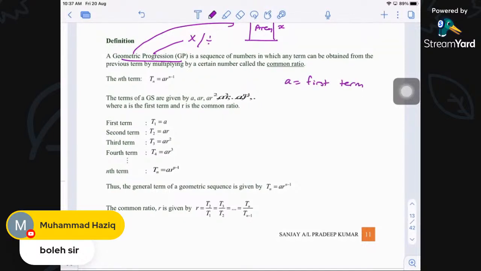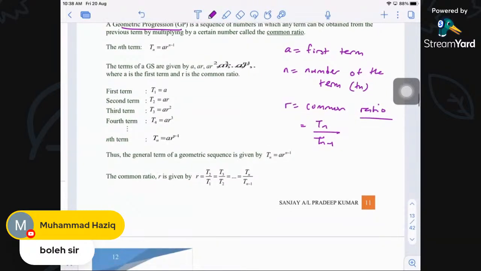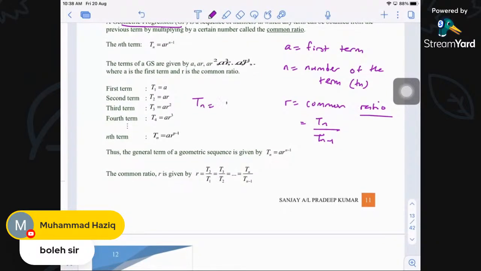Now again the same thing: a here is the first term, n there is the number of terms, the nth term, and r there is what we know as the common ratio. Common ratio means the ratio which is going to be applied lah. So the common ratio over here is going to be the formula of Tn over Tn minus 1. So the general formula, I write back here again, Tn equals a(r) power of n minus 1.